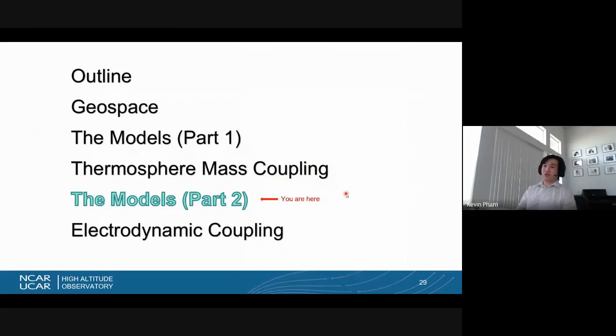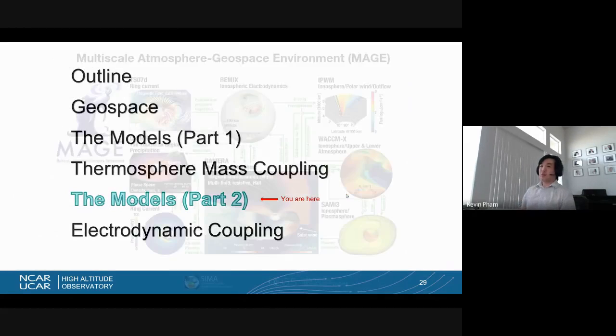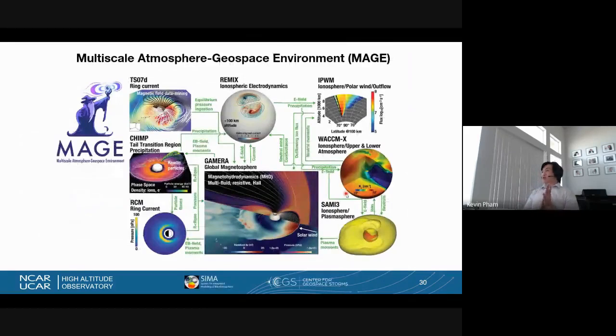All right, so that's going through the mass coupling channel. So I'll talk a little bit about the new models I'll be using for the electrodynamics. So going back to the conductance coupling. So the new model that we have, so as I mentioned before, LFM is an old legacy code built in the 1980s. So the new model we have is Gamera, which is a rewrite of LFM. And that's part of this large scheme called the Multi-Scale Atmosphere Geospace Environment Model, or the MAGE model.